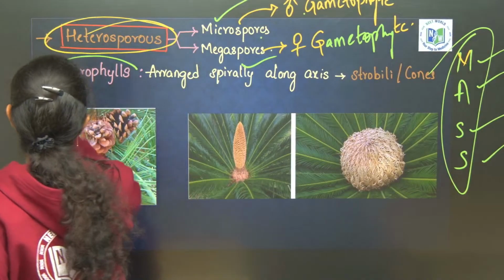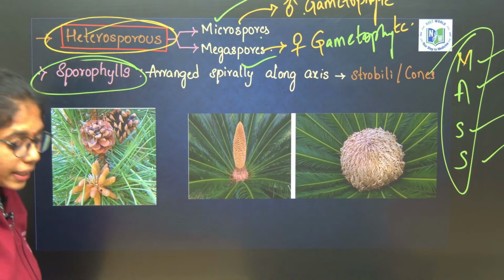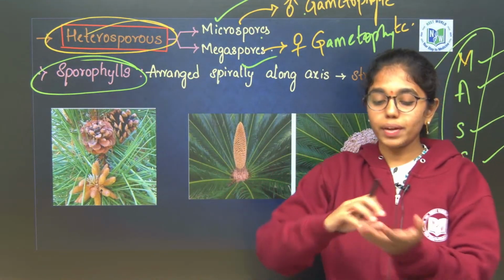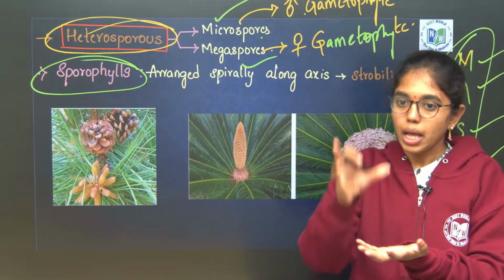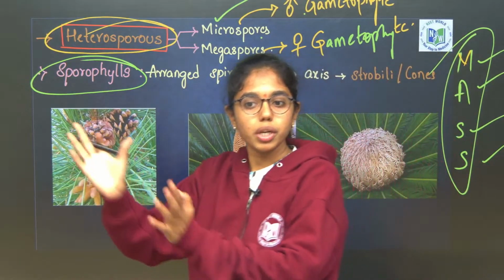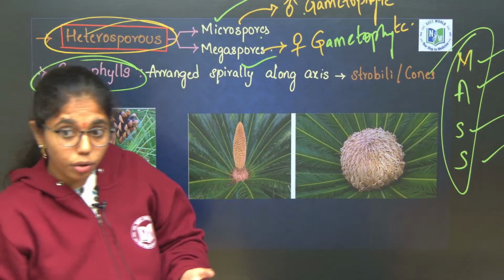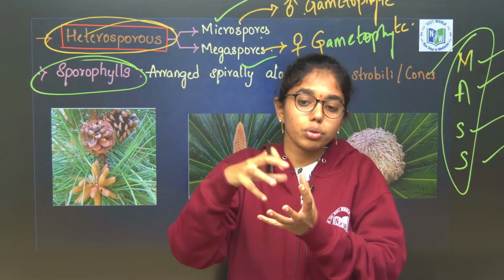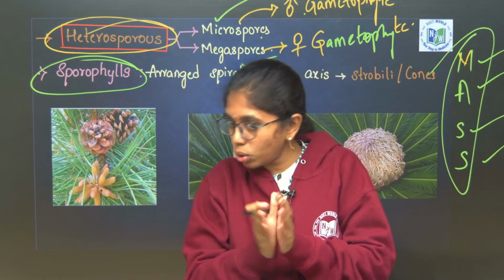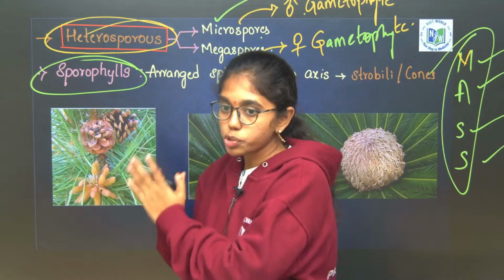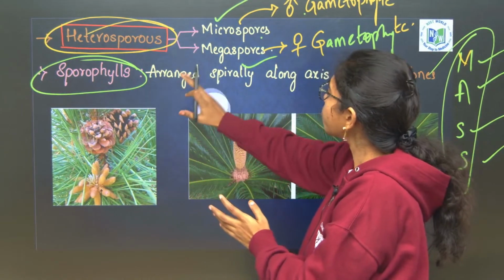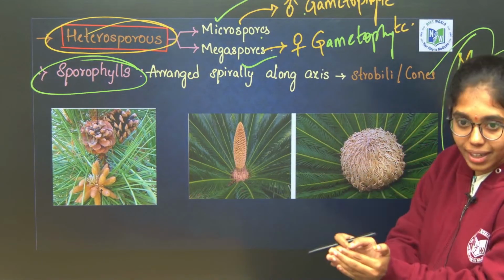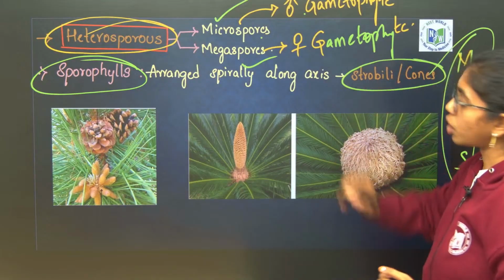Next is what? Sporophylls. Okay, so on the leaf-like structures, if you are having strobili or cones, over the leaf-like structures, sporangia are present, that is sporophyll. This feature we have observed in pteridophytes also. But in few pteridophytes like Selaginella and Equisetum, sporangia are compressed into strobili or cones, compact cone-like structures. Same way in the gymnosperms, sporophylls are spirally arranged along the axis. Sporangia compressed into cone-like structures are called what? Strobili or cones.